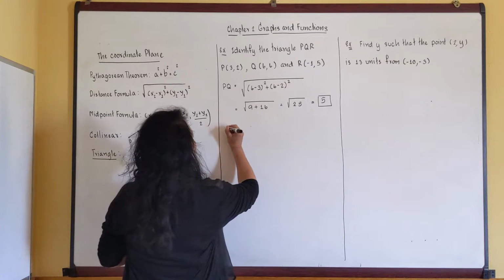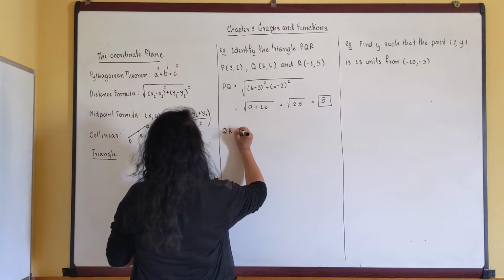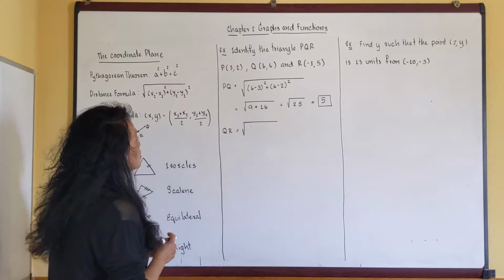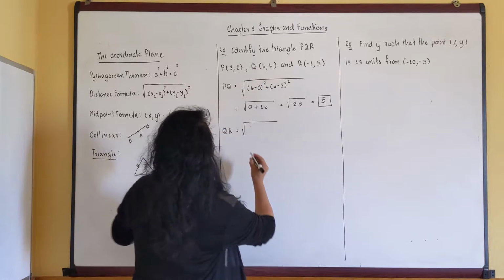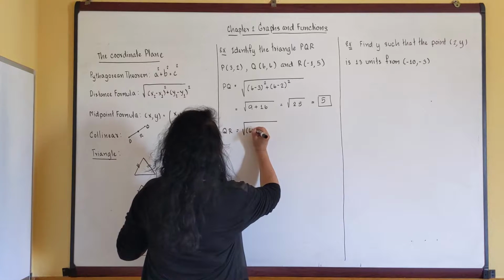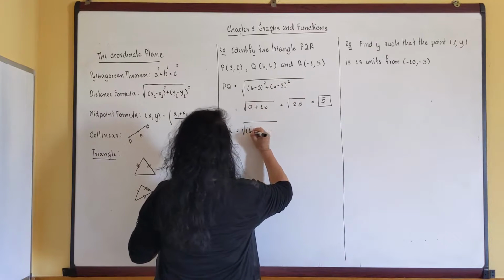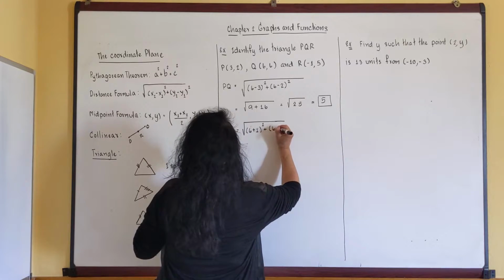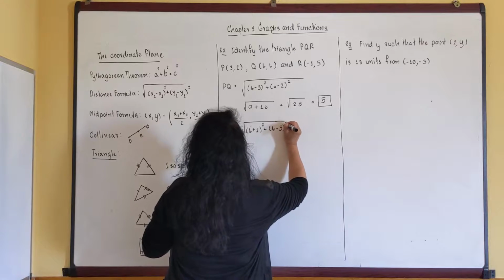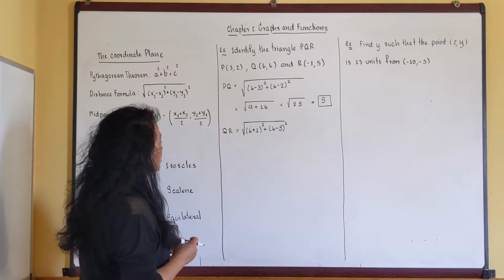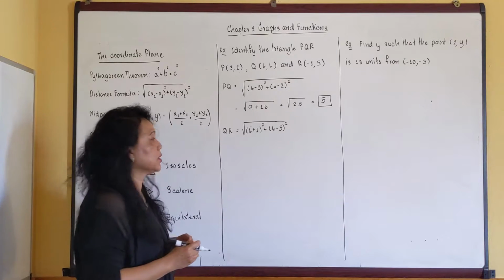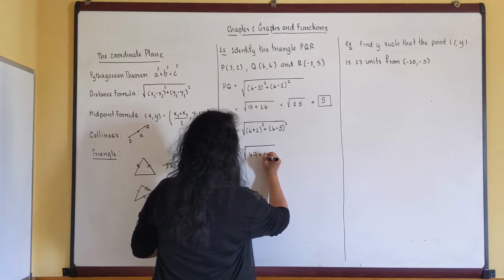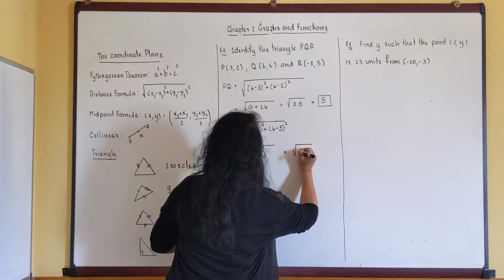Let's do the next one, QR, which is over here. So I'm going to use the formula, and I'm going to call this x2. So x2 minus x1: (6 plus 1) squared plus y2, (6 minus 5) squared. 6 plus 1 is 7, 7 squared is 49. 49 plus 1, that is the square root of 50.